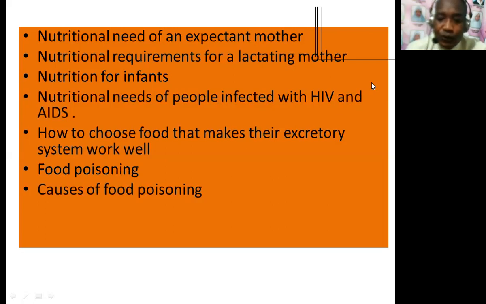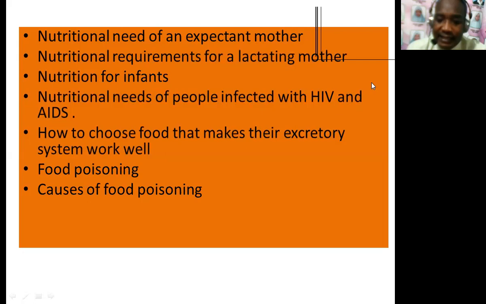Chemicals that could cause food poisoning at home are fertilizers, kerosene, pesticides, detergents, insecticides, some cosmetics, herbicides, antiseptics, and bleaching agents. The second one is microorganisms.